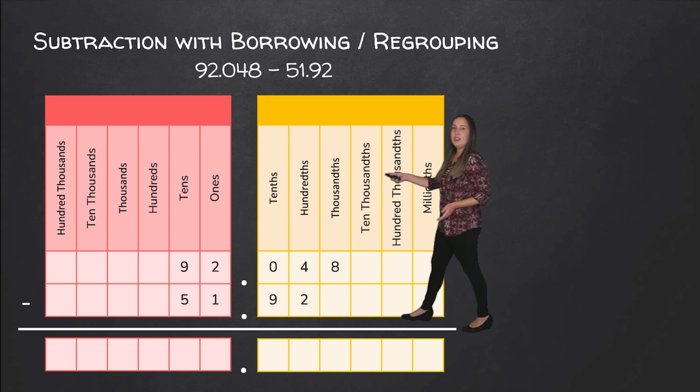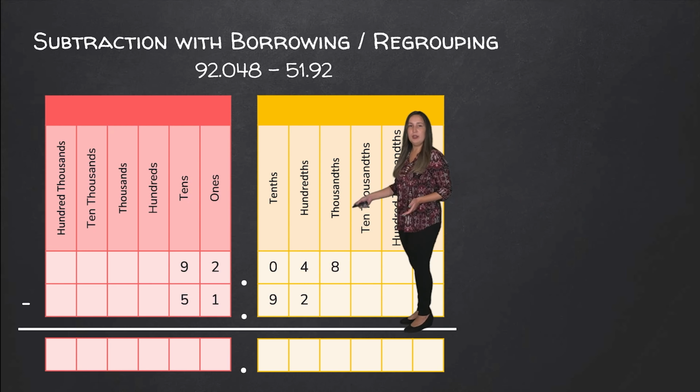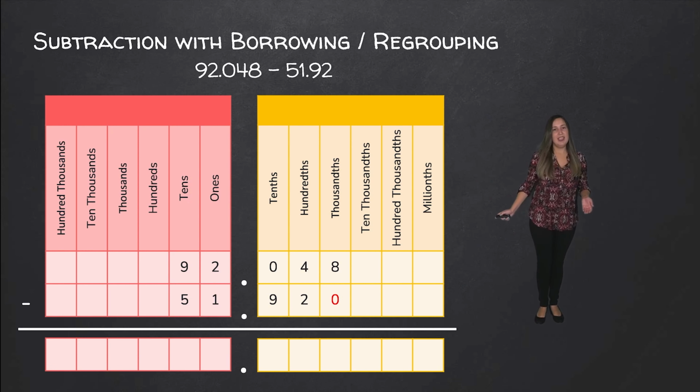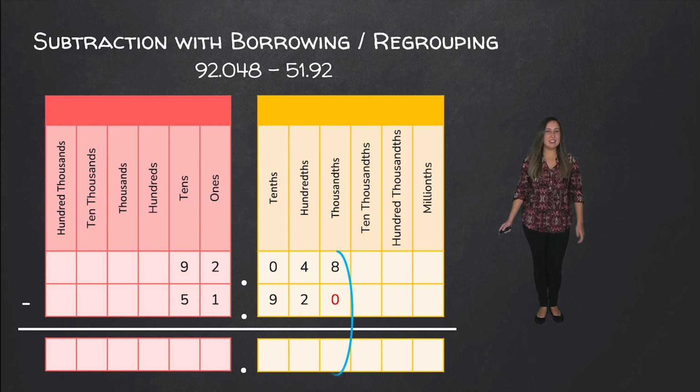Now, if we take a look at our hundredths place value, notice that we only have one number here, so we can add a 0 as a place value holder. And so now we can start subtracting. We have 8 minus 0, and that's equivalent to 8. Then moving on to our hundredths place value, we have 4 minus 2, which is equal to 2.